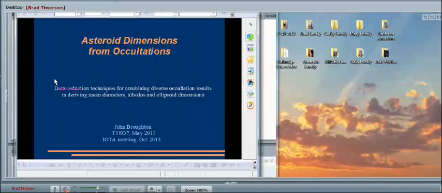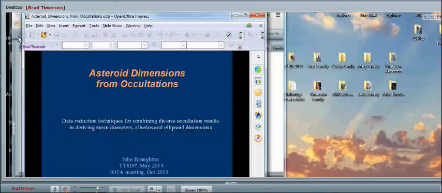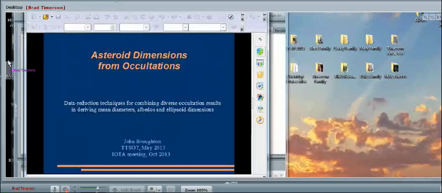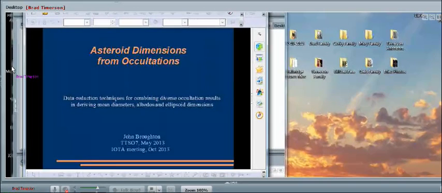Today from Australia, I'm John Broughton, and my subject is the computation of asteroid dimensions from integrated occultation data.